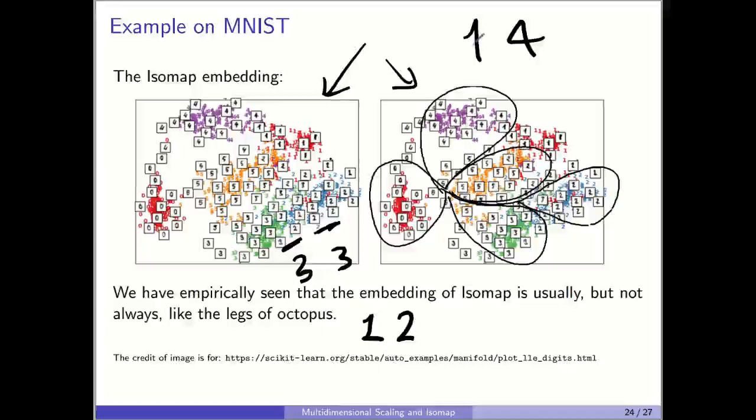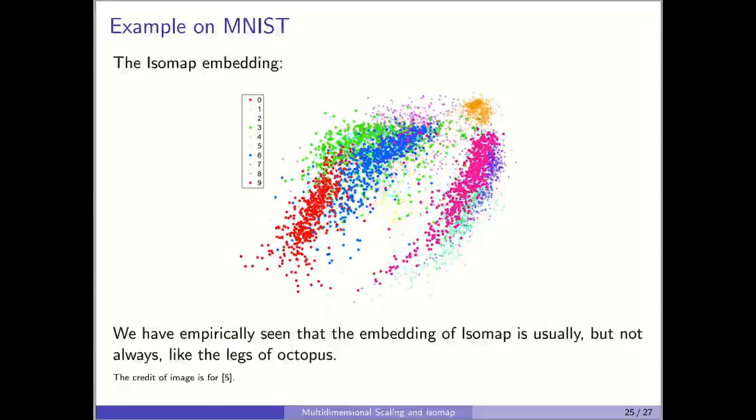Also, in the right figure, you can see that we have something like the legs of an octopus. Empirically, I have seen that the embeddings of Isomap are usually, but not always, like the legs of an octopus. You can see that these are the legs of an octopus, as I'm showing. The legs of the octopus are shown better in another figure here. This is also the embedding of Isomap on MNIST data, and as you can see, these are the legs of the octopus. These are the legs. You can see the legs of the octopus here.